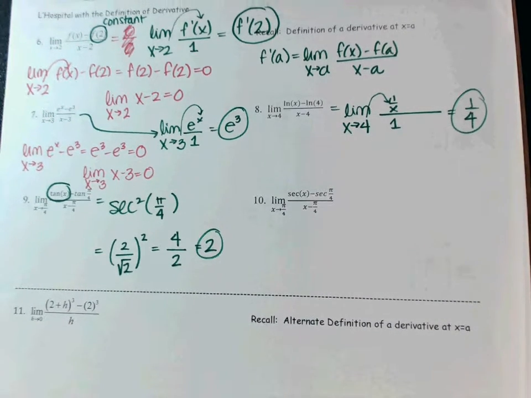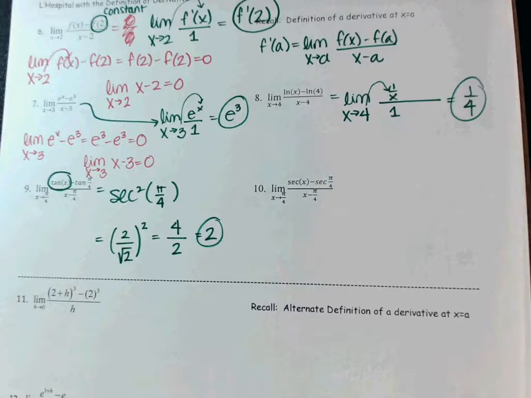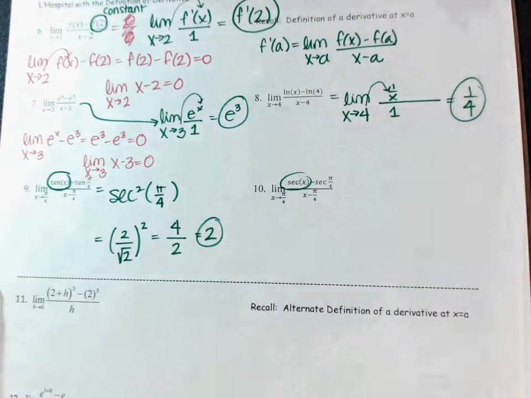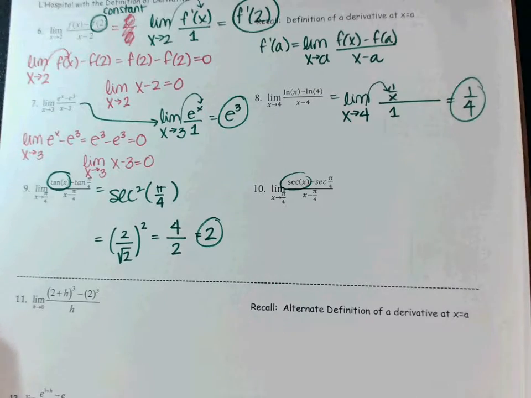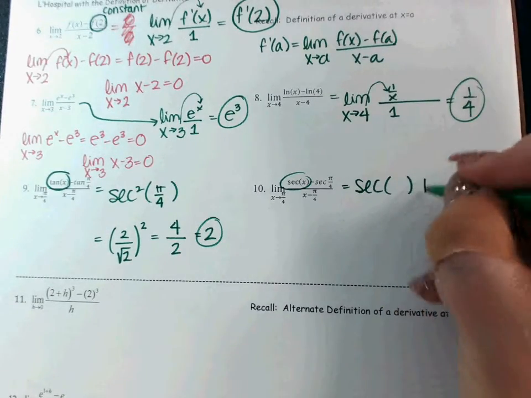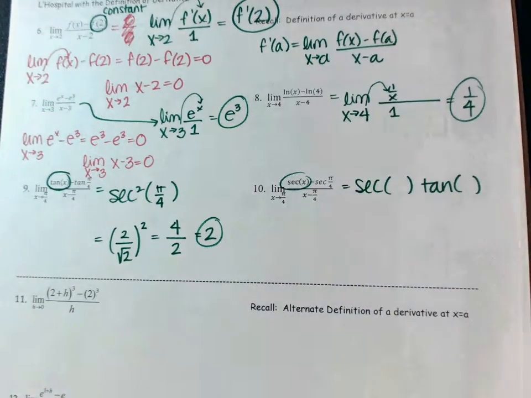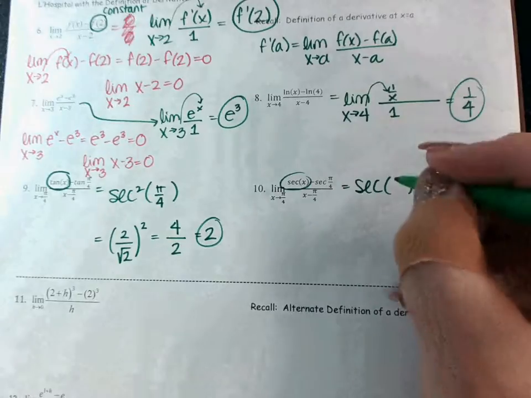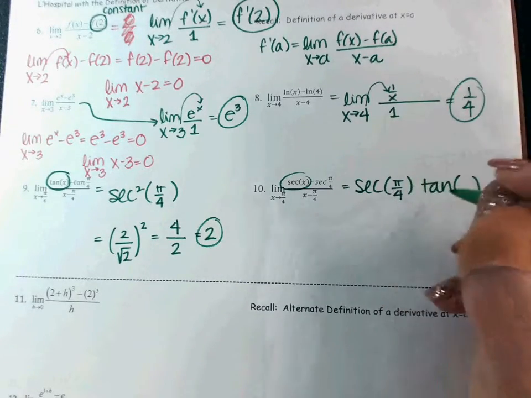Okay, look at the one next to it. We're going to do it the shortcut way. Okay, circle your function. What is it? Secant x. What's the derivative of secant x? Secant x tan x. And then what is x approaching? Pi fourths.